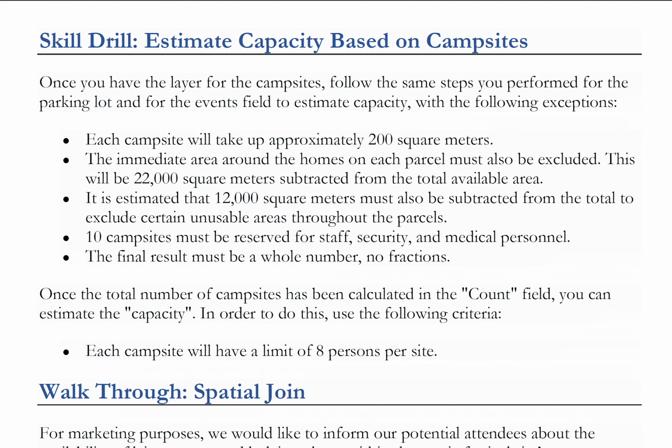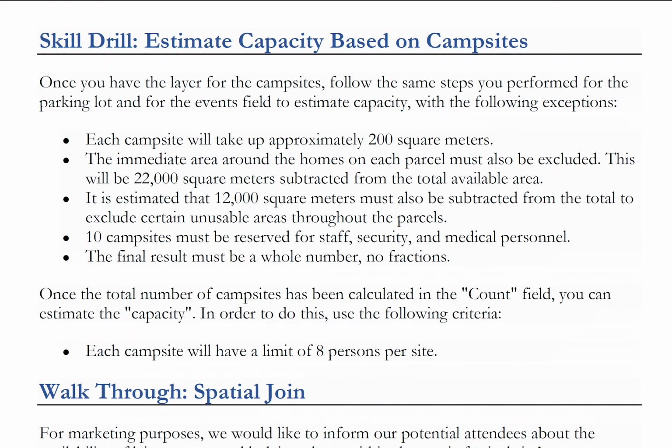10 campsites must be reserved for staff, security, and medical personnel. The final result must be a whole number, no fractions. Okay, so this one is a little tricky because it mentions the area of the campgrounds first. Each campsite will take up approximately 200 square meters. You won't be using this number until the end of the formula.